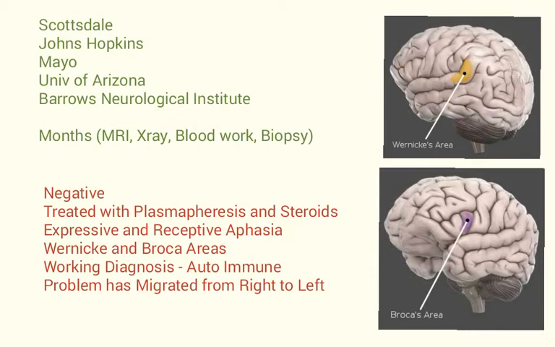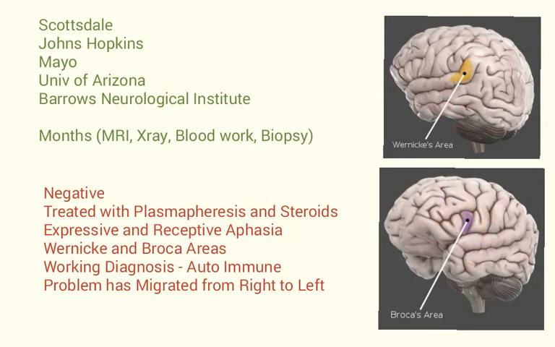During that period of a couple months, MRIs, X-rays, blood work, and the biopsy were all done. Everything came back negative, but she definitely had an encephalitis and a swelling of the left side of her brain. She was treated with plasmapheresis and steroids, and she continues with an expressive and receptive aphasia, roughly located in the Wernicke and the Broca areas.